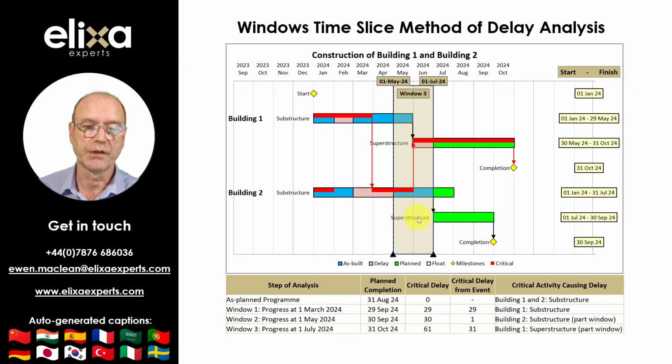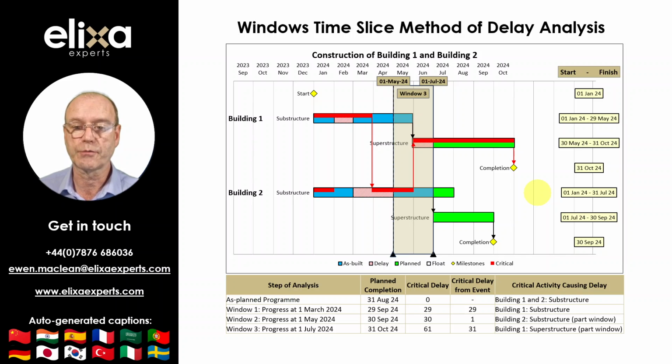Now when we move to Window 3, we can see that the completion date slips from the 30th of September to the 31st of October, meaning that the delay to Building 1 superstructure is shown to have caused 31 days of critical delay. Previously, there was no further critical delay arising in Window 3, so it is evident that the results of the Windows time slice method of delay analysis can be quite sensitive to logic changes, with different activities appearing critical and different delays being shown to arise.